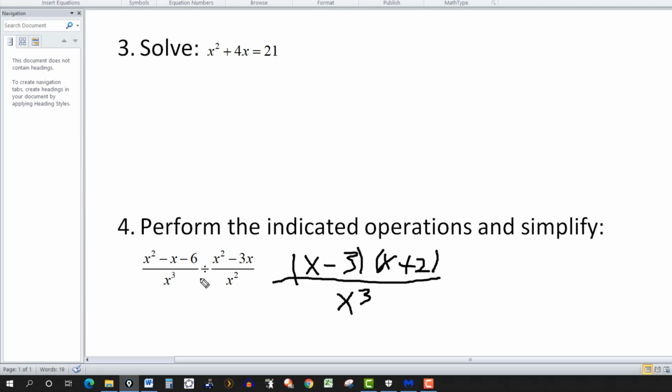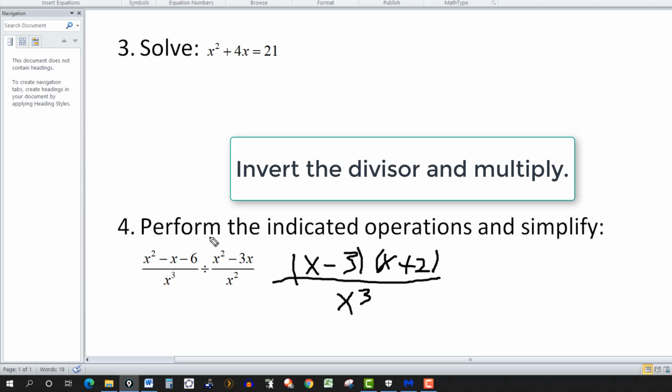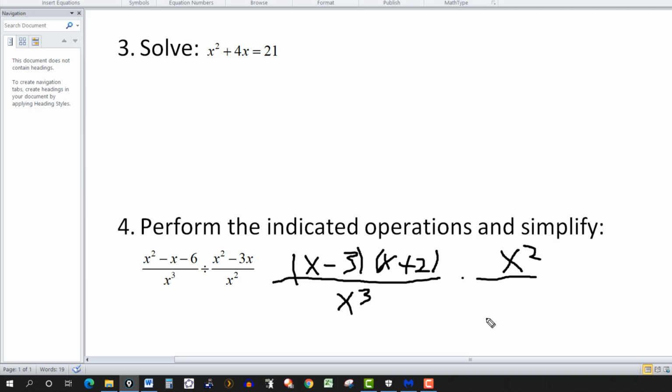And then the operation here is divide. So you remember when you're dividing numbers or expressions, in this case, you invert the denominator and multiply. So this becomes x squared on top then. You're inverting it. And then the x squared minus 3x will go to the bottom, but notice it has a common factor of x, so we take out the x. And that becomes x times x minus 3.